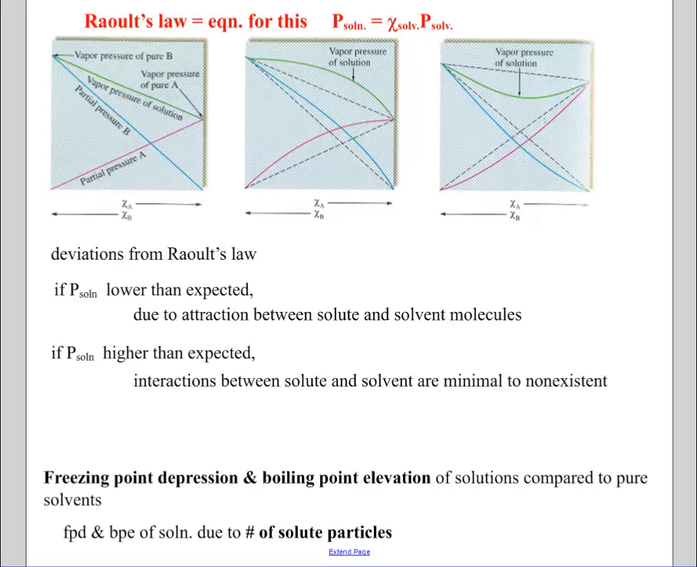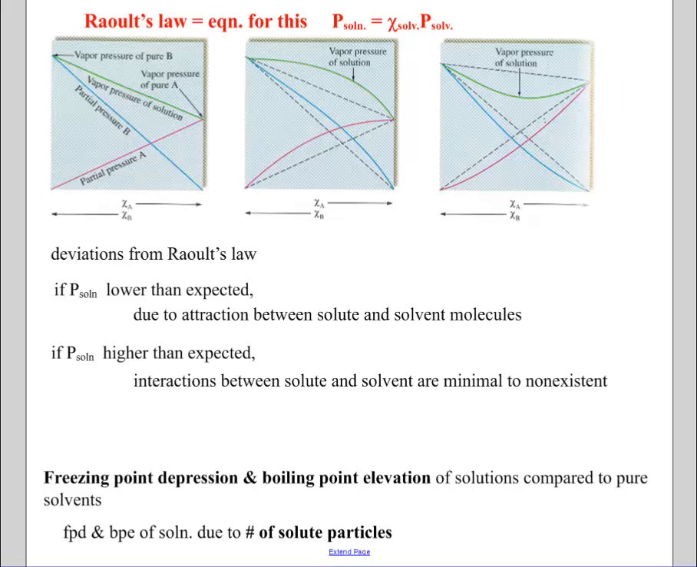This section of Chapter 11 we're going to zip through fairly quickly. This deals with Raoult's law, which looks at ideal solutions versus non-ideal solutions. And the vapor pressure of a solution, according to Raoult's law, is equal to the mole fraction of the solvent times the vapor pressure of the solvent.